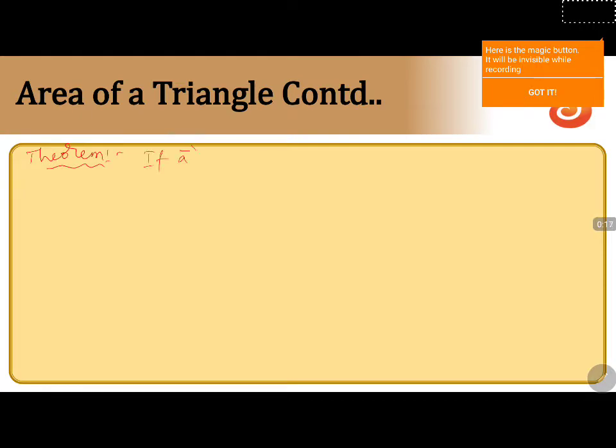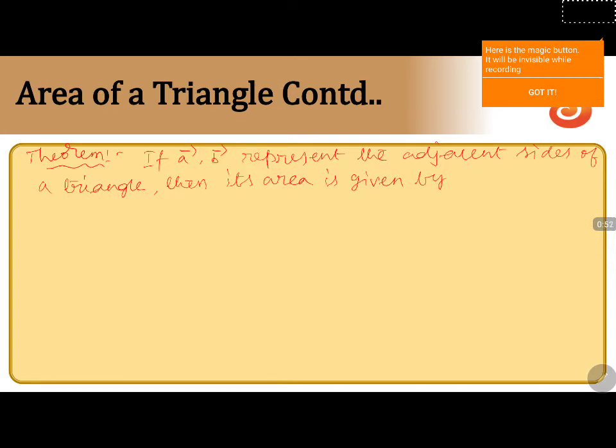If vector a, vector b represent the adjacent sides of a triangle, then its area is given by half of the magnitude of a cross b. This is called the statement of the theorem.